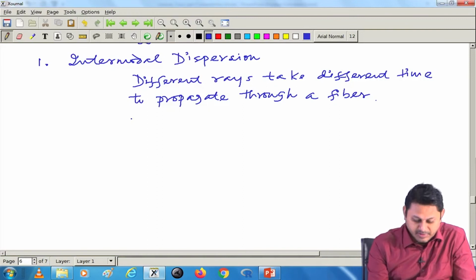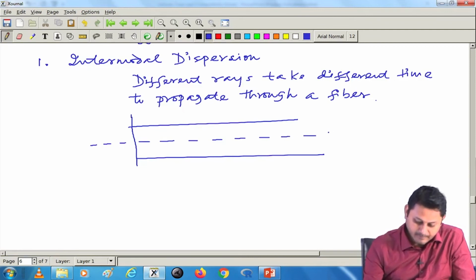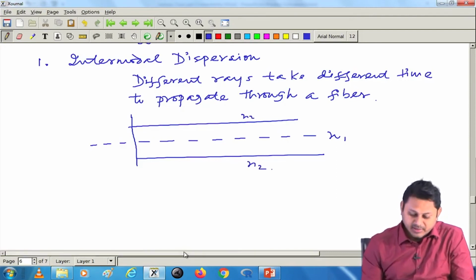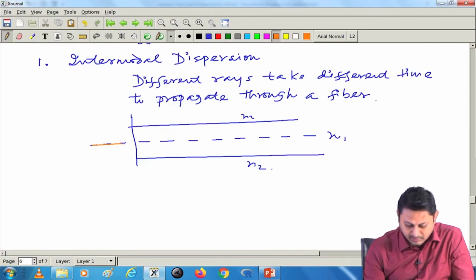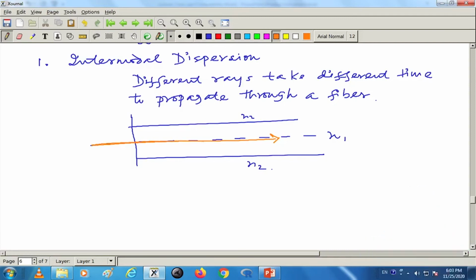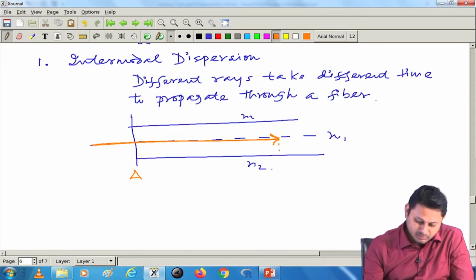So, a very simple example: suppose this is a cross sectional view of a fiber, with effective indices n1, n2, n2. I can consider two rays. One ray is passing through the core axis like this. I launch the ray, and once it is passing through the core axis, it will take some time to go from point A to point B.